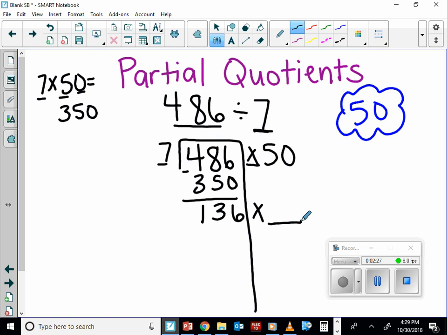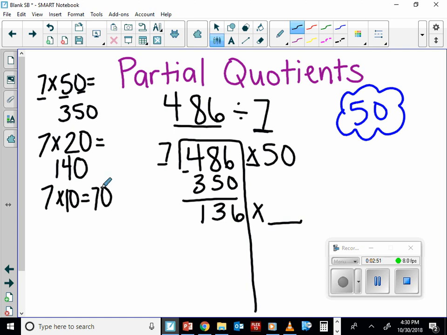So let's go with 20. 7 times 20, kind of halved it. I thought maybe 25 because it's halfway, but 25 is not friendly, but I can do 7 times 20 in my head, because 7 times 2 is 14, and then I add a 0 to make 140. 140 is too large, so I'm going to go with 7 times 10. Okay, 7 times 10, that's a fact fluency fact, that equals 70. That's less than 136, so I can use that.